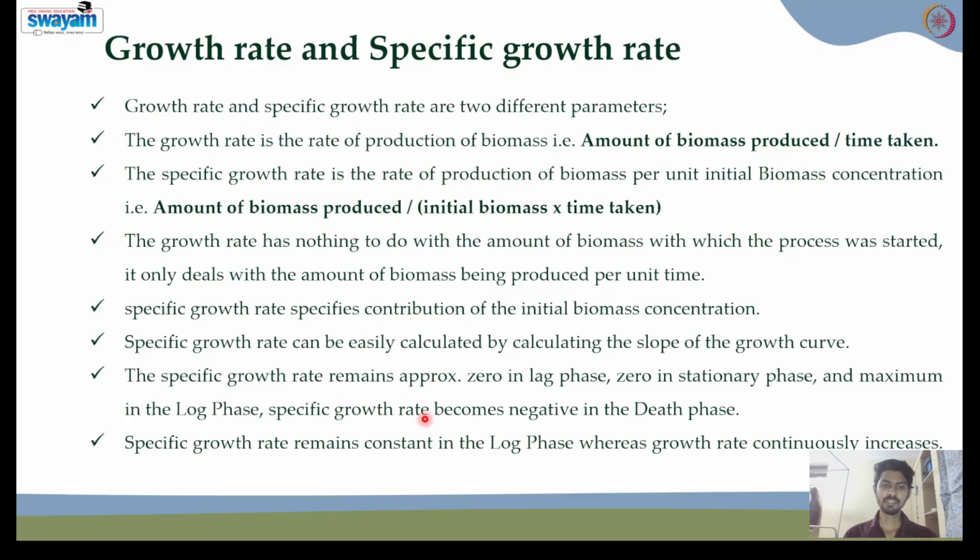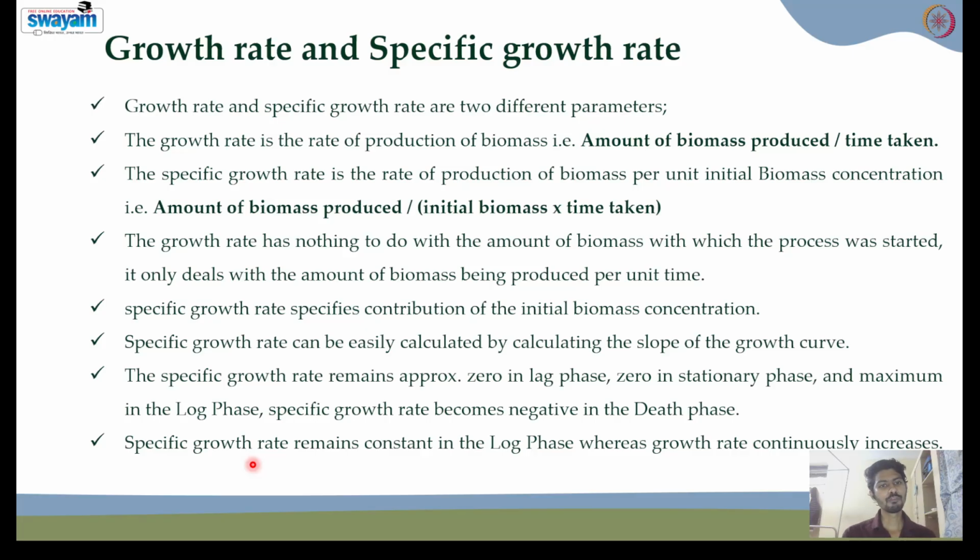And what about the death phase? We know that in death phase, the number of dead cells will be higher than the living cells. So it will be negative, or less than zero. So this is regarding the specific growth rate at the different stages. The specific growth rate remains constant in the log phase, whereas growth rate continuously increases.